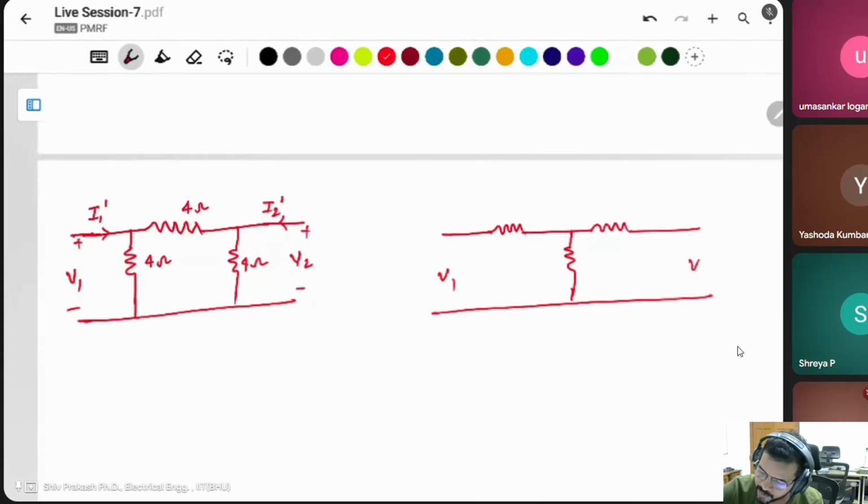Voltage will be the same in both conditions. This will be I1 dash. This will be I2 dash, I2 double dash. The resistance is 2 ohm. This resistance is 2 ohm. We have to find the parameter. In this case, I1 dash, I2 dash, and this one is the I1, I2.